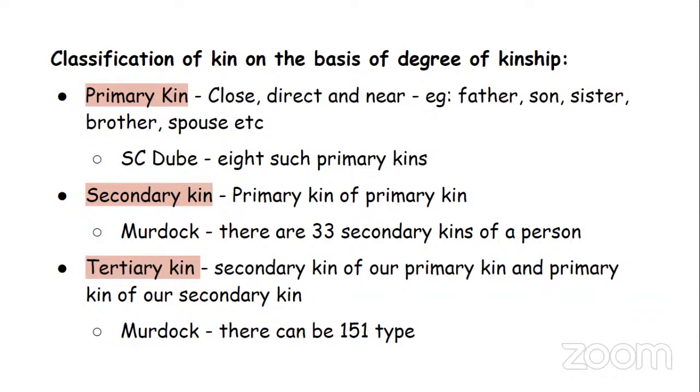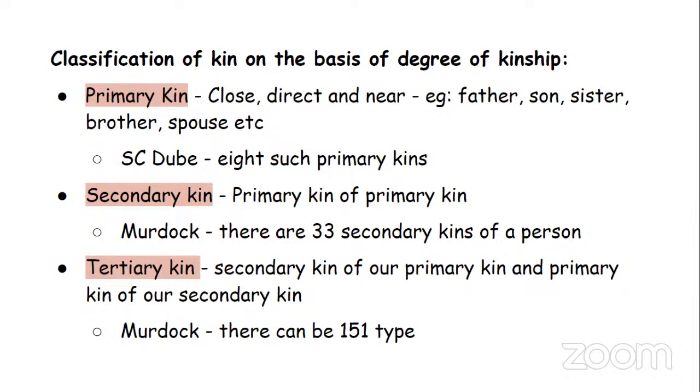Murdock said that there are 33 secondary kins of a person, or we can find 33 types of secondary kins in a society. Then there is tertiary kin. Tertiary kin is a bit more confusing. Tertiary kin can include secondary kin of our primary kin and primary kin of our secondary kin.